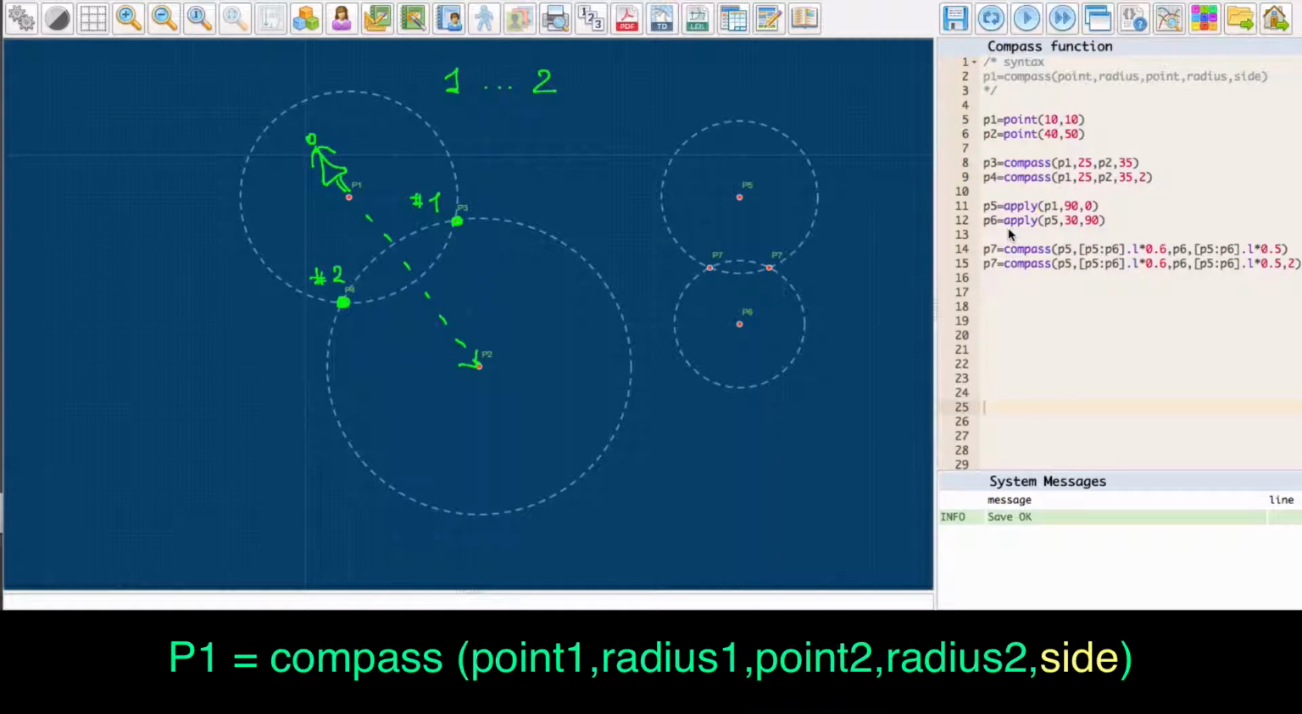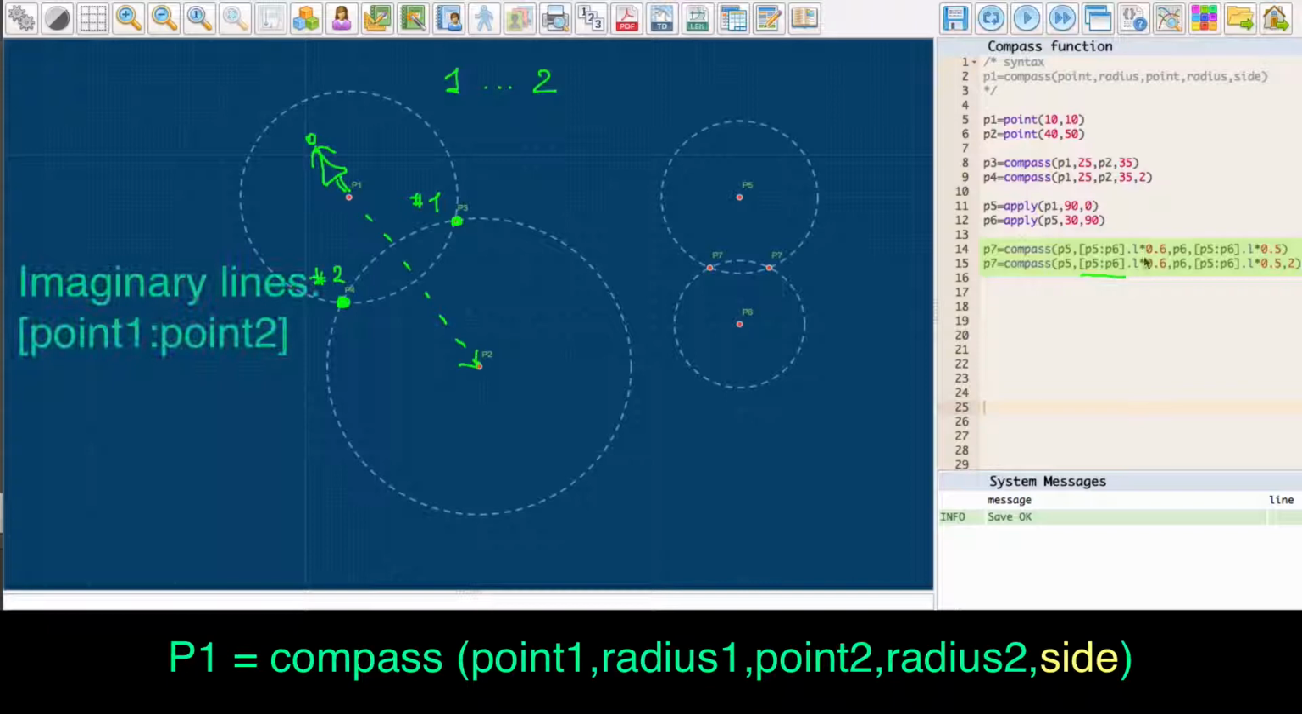I created another example at the side. First, the 2 reference points. P5 is at 90 cm from P1, at 0 degrees. P6 is at 30 cm from P5, at 90 degrees. To define the radiuses, I refer to the distance between these points.